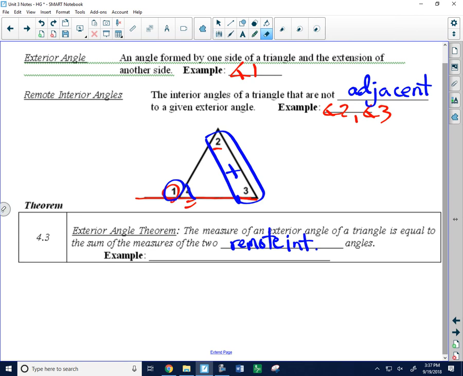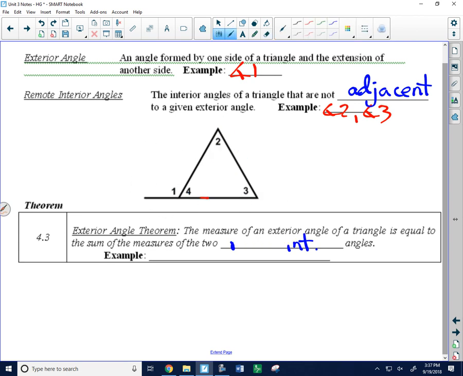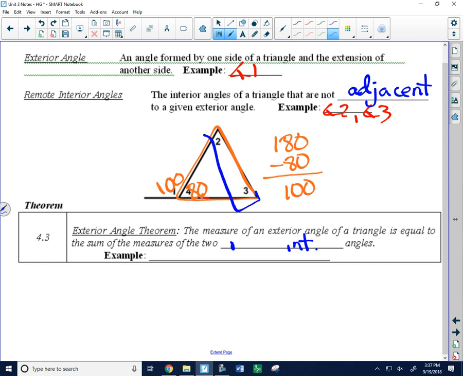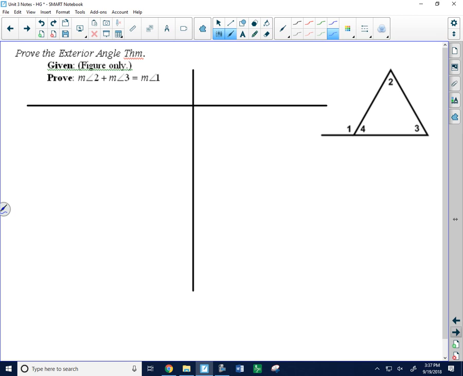Here's a simple example of why. If angle 1 is 100, there's a straight line making angle 4 80. Then this triangle is 180. And so if I subtract off the angle I used, I'm left with 100 between 2 and 3. So there we go. It's the same as this one. We don't know if it's 90 and 10, 50 and 50, 99 degrees and 1 degree. We don't know what they are, but we know that 2 and 3 must sum to be this one. All right, it's important to prove this one, so I'm going to prove it.